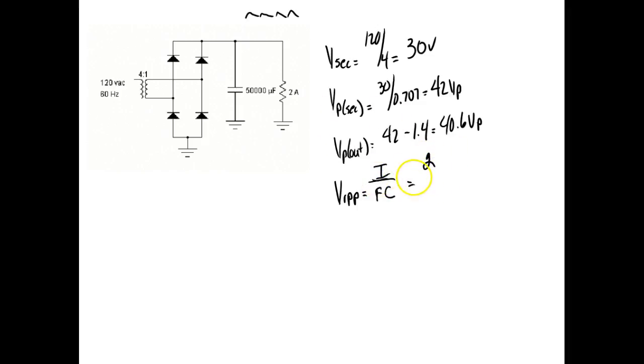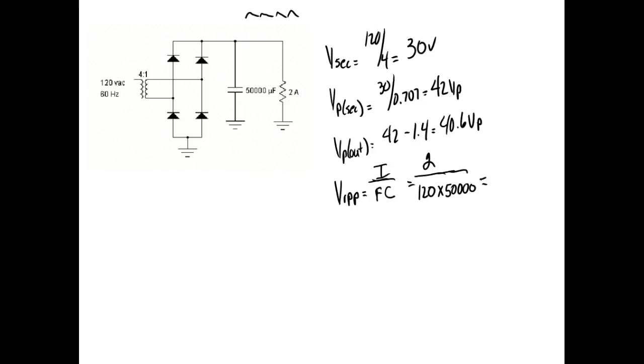So what's my current? 2 amps. Divided by, what's my frequency? My frequency is 120, because we're talking about the frequency of the pulsating DC, not the input frequency, right? You'll understand that. Times the size of the capacitor, which is 50,000 microfarads. Pretty good sized capacitor. Probably would be pretty expensive. This is a pretty good power supply.